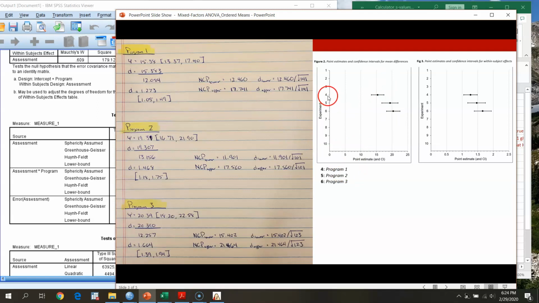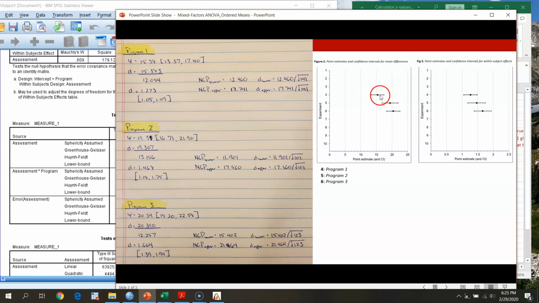So we've got program 1, program 2, and program 3. These are our point estimates and confidence intervals around our mean difference. Here are point estimates and confidence intervals around effect size d, right? What we're seeing, and we can see this in our numbers, but this is just a nice way to visualize it, is the raw reduction in points on average in programs 1, 2, and 3.